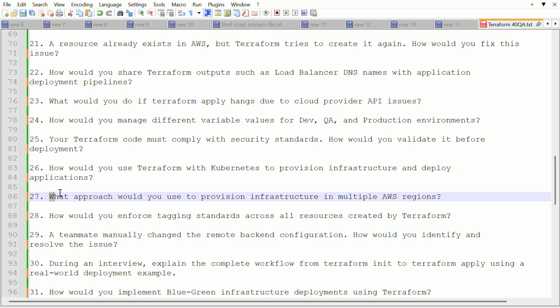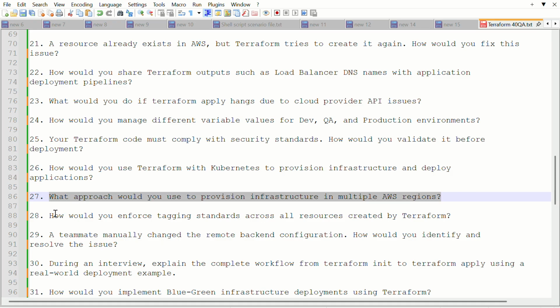Coming to the next one, what approach would you use to provision infrastructure in multiple AWS regions? As we know, in AWS we have the regions and availability zones concept, right? So which approach are you going to choose to provision infrastructure in multiple AWS regions? Our application is not strictly bound to one region or one availability zone, right? To have availability of applications, some projects may use different regions, different availability zones. Then what is the approach you will follow to provision the infrastructure in multiple AWS regions?